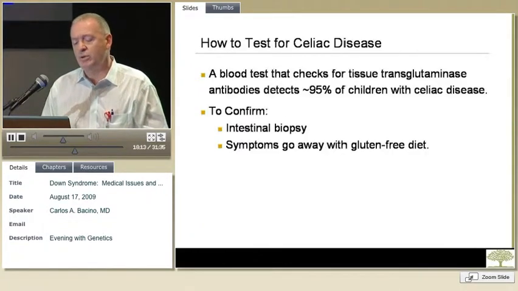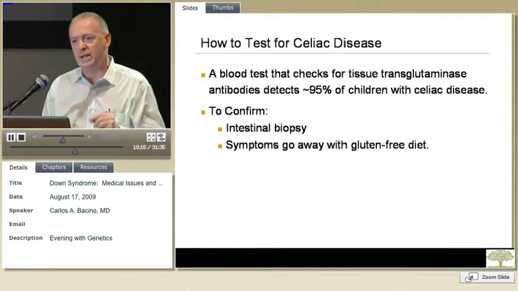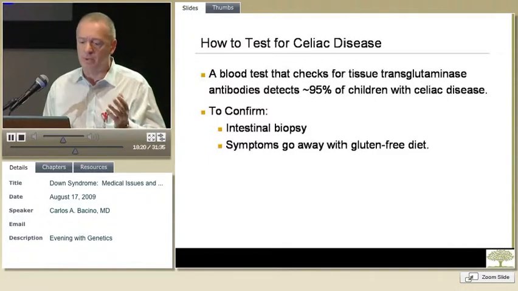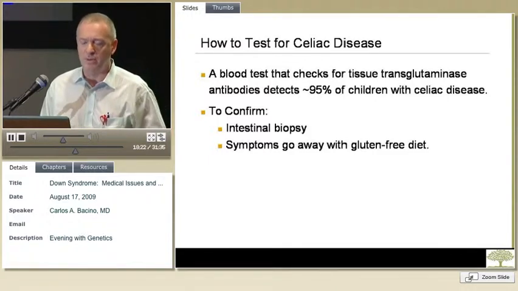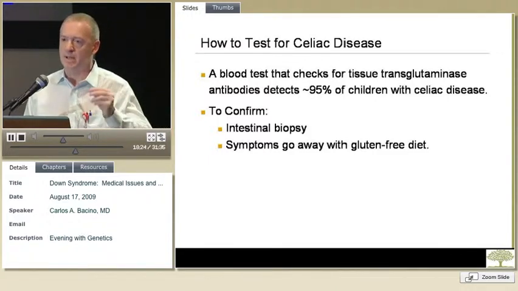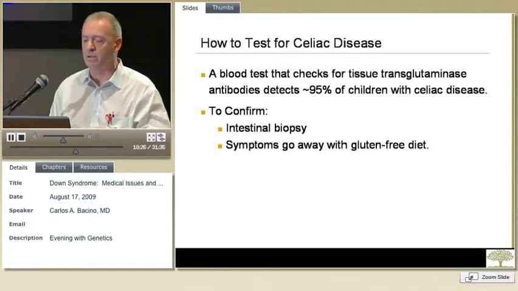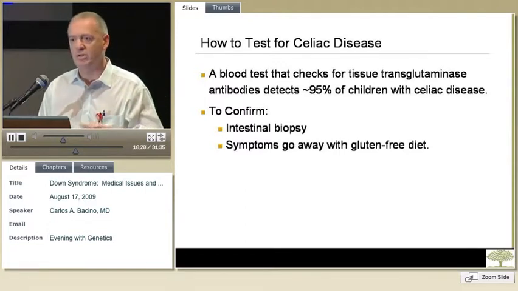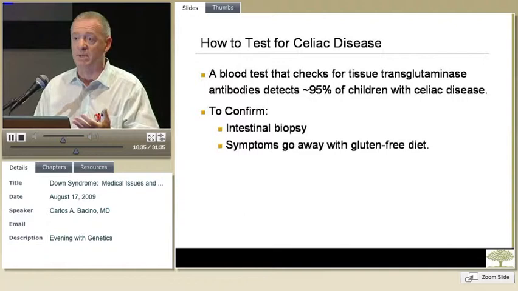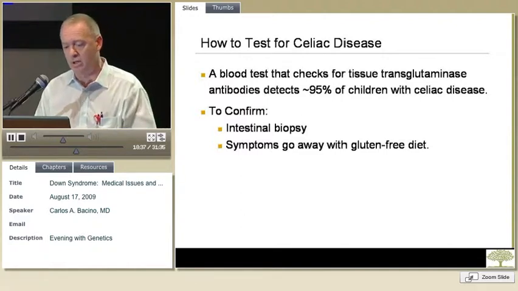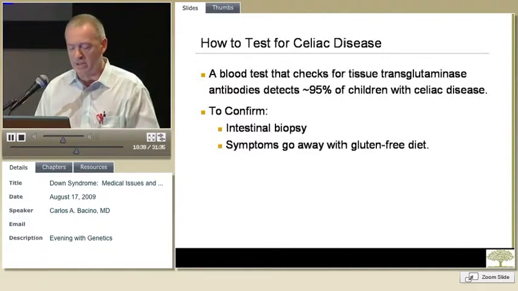So how do you check for it? Well, there is a blood test that can detect up to 95% of this problem, and that's an antibody, which is just a chemical that is in the body. It's called transglutaminase. This is something that you can ask for and your pediatrician can offer, and it's a fairly simple test that can be done at the same time that you're getting the thyroid check.